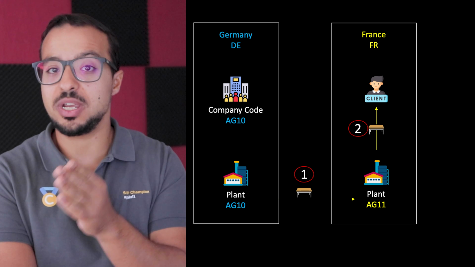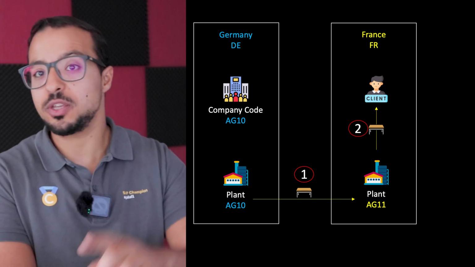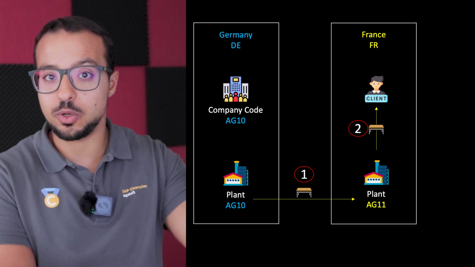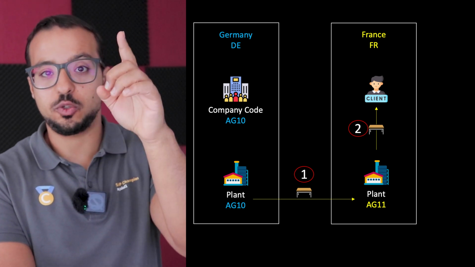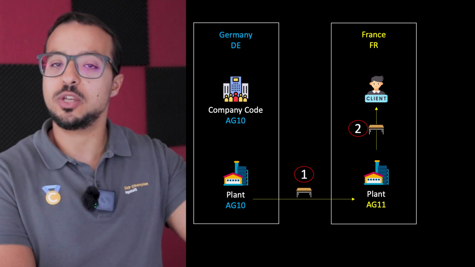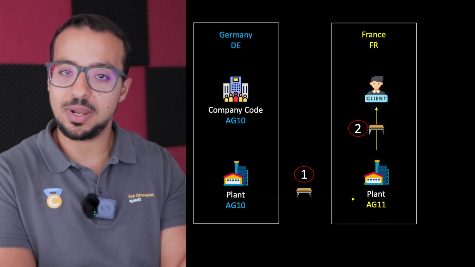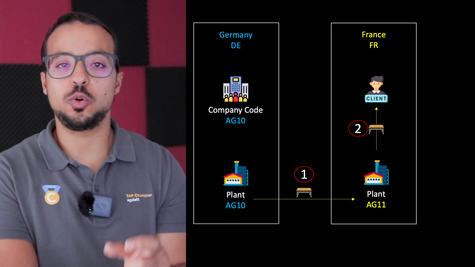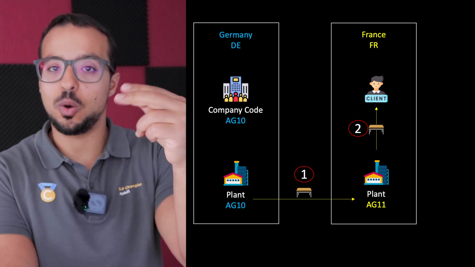The plant code is AG11, and this plant is also assigned to the same company code. So both plants are assigned to our AG10 company code. And then we have our final customer. The process will be first to do a stock transfer order from our plant in Germany, AG10, to plant AG11, and then to do a sales order from plant AG11 to our final customer.